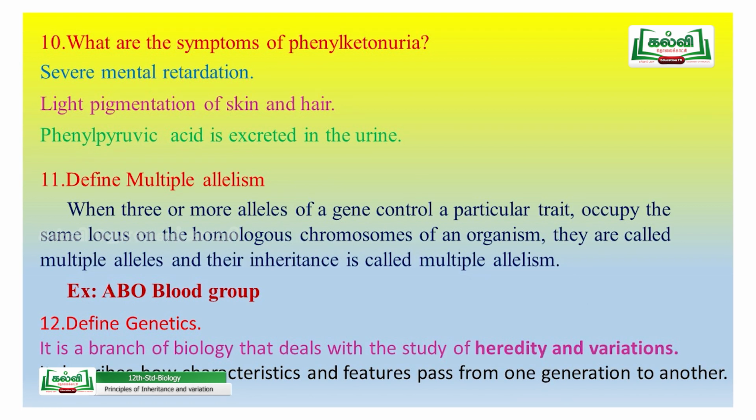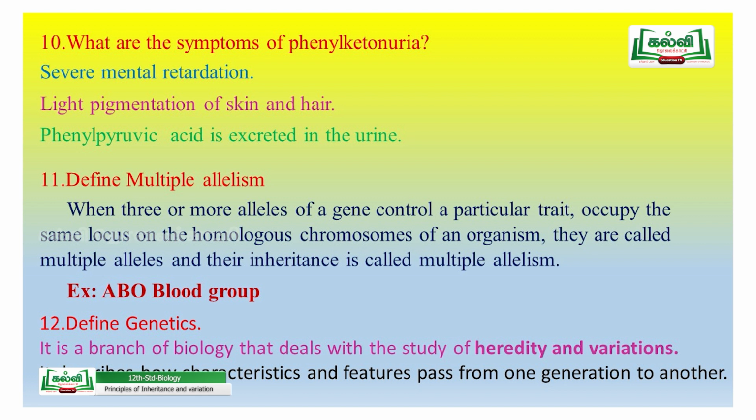One, what are the symptoms of phenylketonuria? It has severe mental retardation and light pigmentation of skin and hair, that is, they will be almost fair in color or white in color, and phenylpyruvic acid is excreted in the urine. So, these are the symptoms of phenylketonuria.